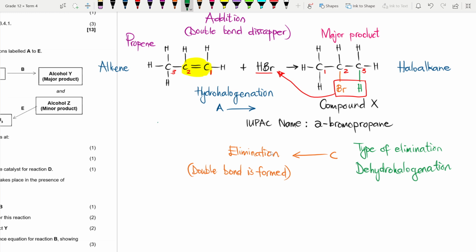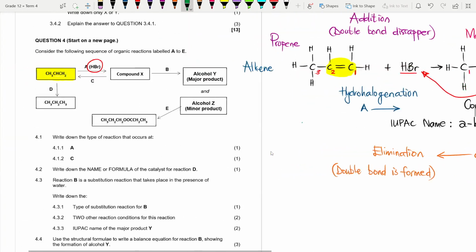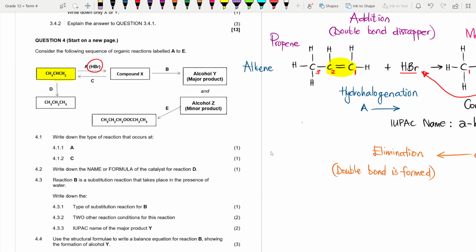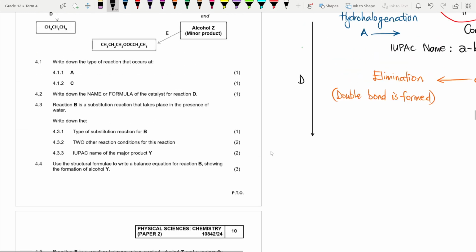We already understand reaction C. Now we can move on to reaction B or D. Let's just go to D first. So D goes in this way, because once you break down the whole diagram and reaction, everything just makes sense. So I'll go this way for D, and then we'll talk about what D is.